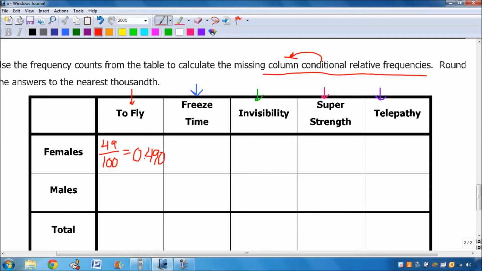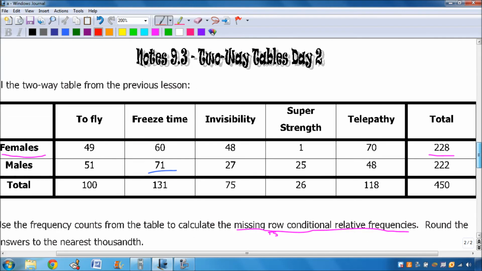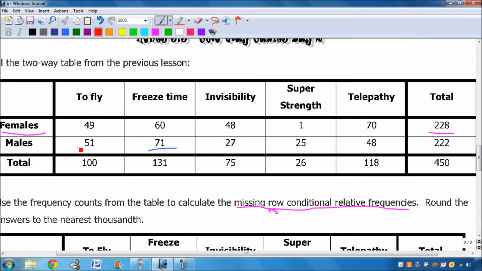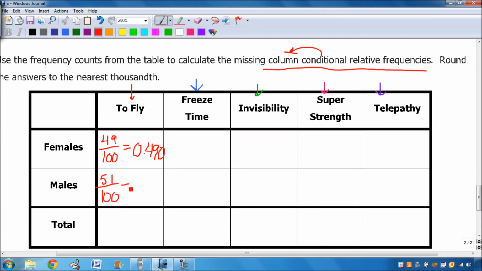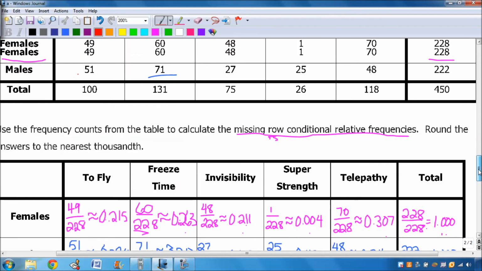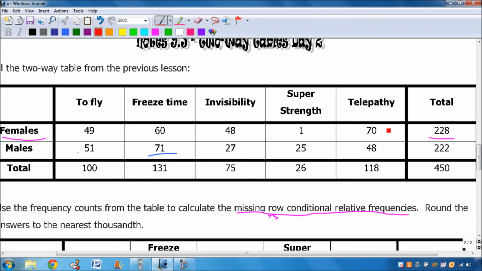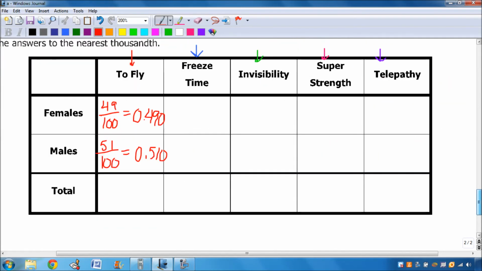to fly were present. So let's see how many males there were. We should see that 51 males chose to fly out of 100 people altogether that chose to fly. So this is 51 out of 100, which is equal to 0.510. And then the total is 100 people that chose to fly out of 100 people that chose to fly. So this should equal 100, or one whole. So 100 out of 100 equals 1.000. That's what we should end up getting there.